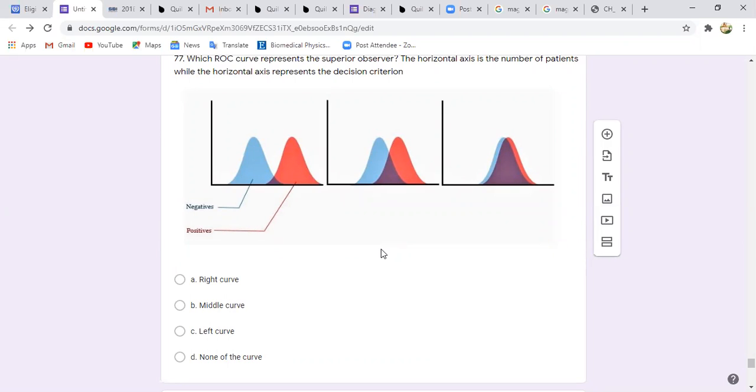One on the left. On the left, because this one gives us not so much intersection of the decision. This is the positive, the negative. So the better, the more separation these curves have, the better the decision, the better diagnosis, the better analysis.